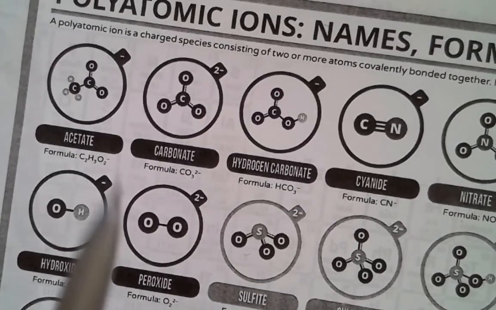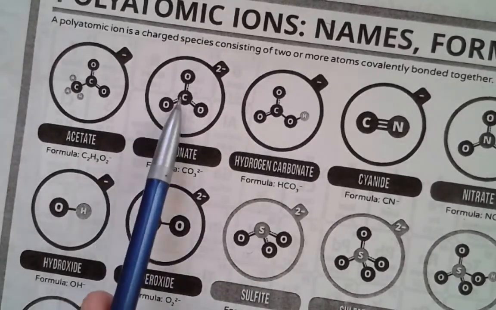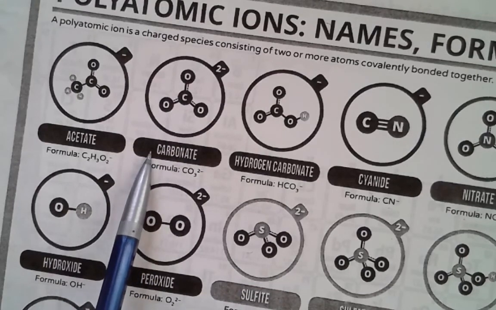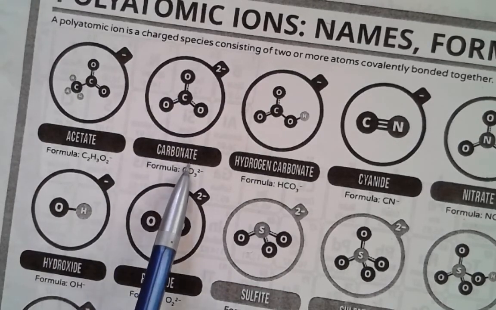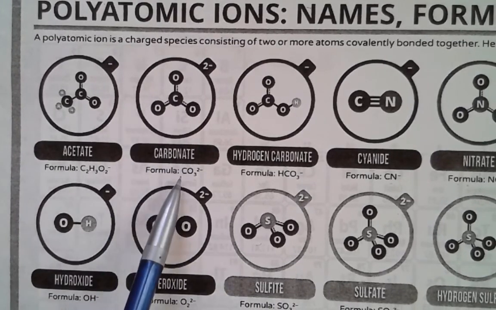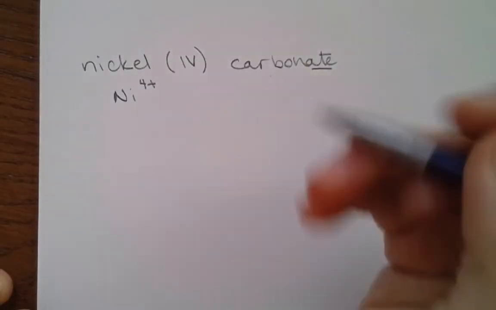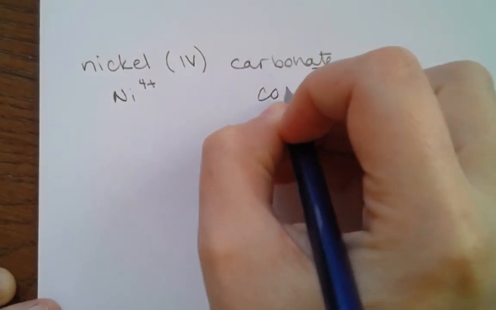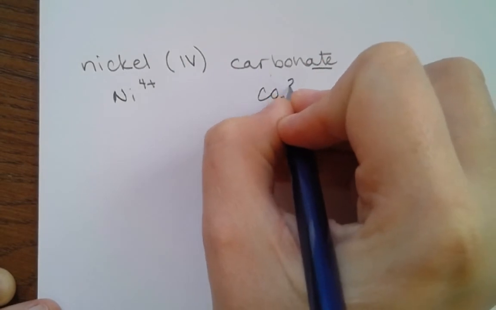Okay, so here's your polyatomic with carbon in the middle. It's called carbonate. Check that it's an A, make sure it's not an I. You are looking for carbonate. Cool, there's carbonate. It's got a formula CO3 2-. And we're just going to copy that down. That is a CO3 with a charge of 2-.